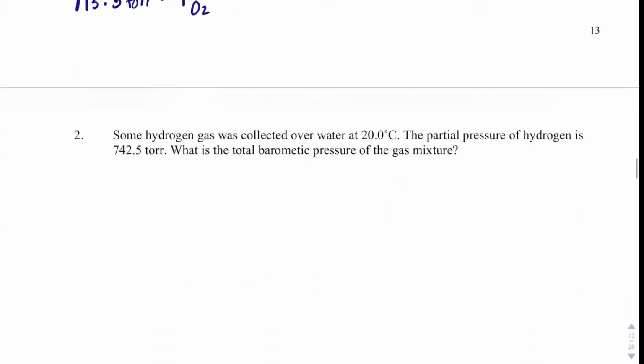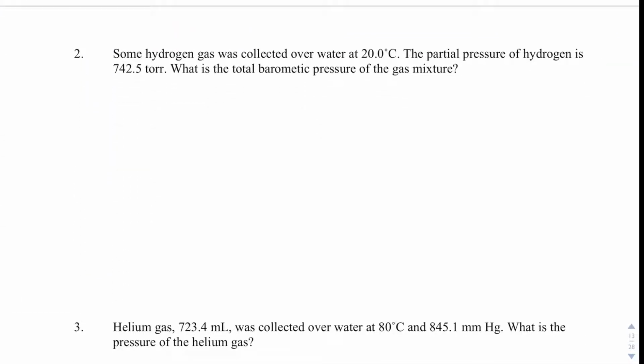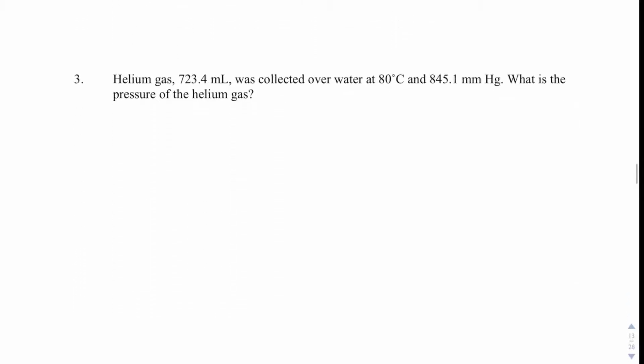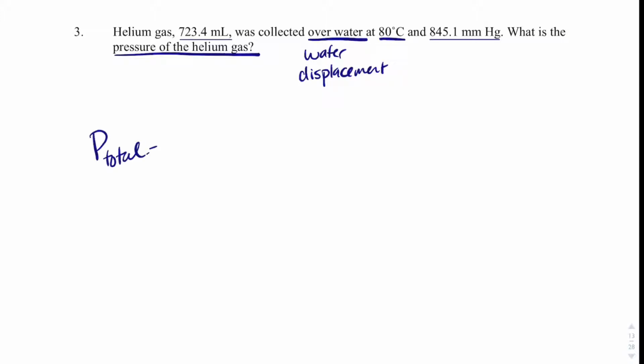What we could also do is say, in number 3 here, we've got some helium gas. We collect 723.4 milliliters. We collect it over water, so that means we have water displacement and that there is some water vapor in my gas that I don't care about. It's at 80 degrees Celsius, and the total pressure is 845.1 millimeters of mercury, and we want to know just the pressure of just the helium. So P total equals P gas plus P H2O.